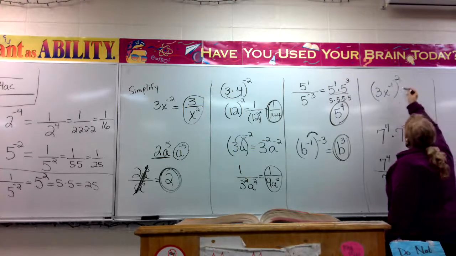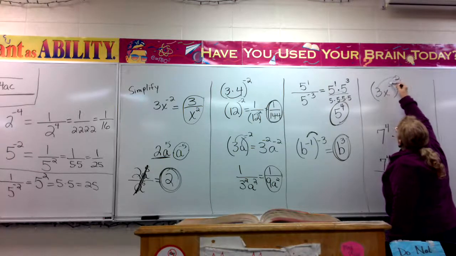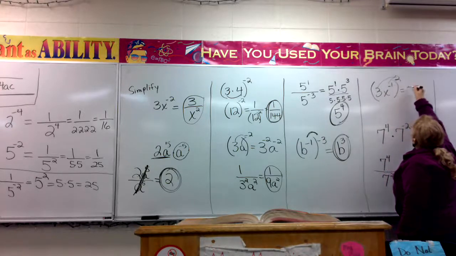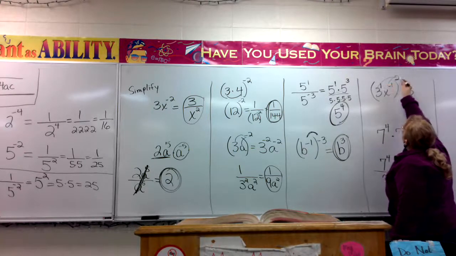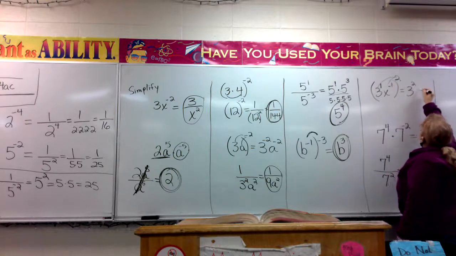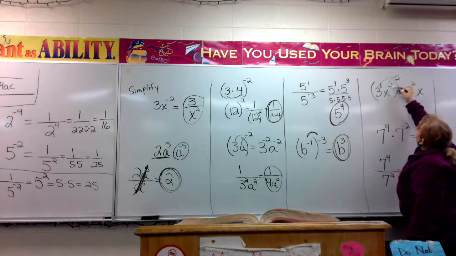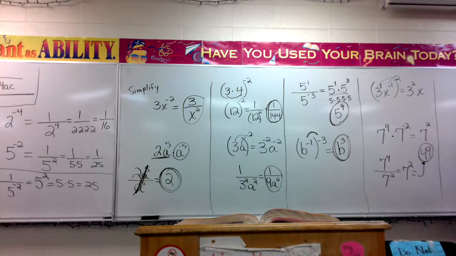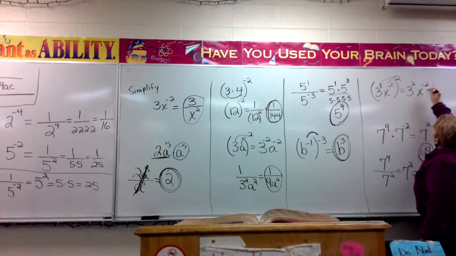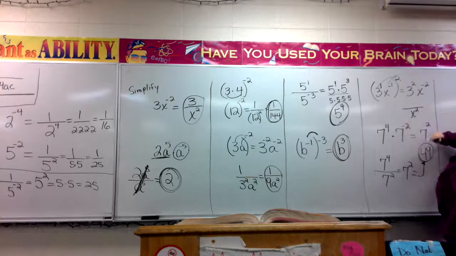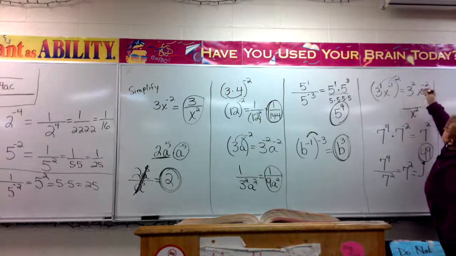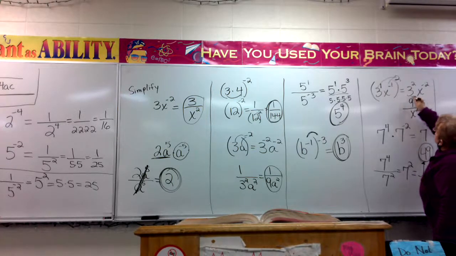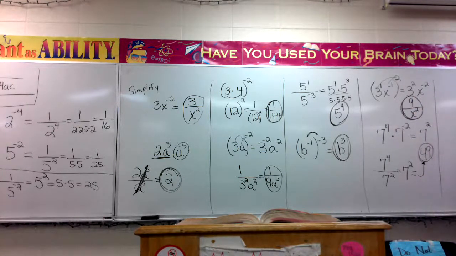Same thing with this one. Remember, it goes with both of those. So I'm going to have a 3 to the second, and in x to the, I multiply those. What's negative 1 times 2? Negative 2. So now that's a negative, and we need to move that to the bottom, right? What's 3 squared? So it looks like I would have a 9 over x squared.